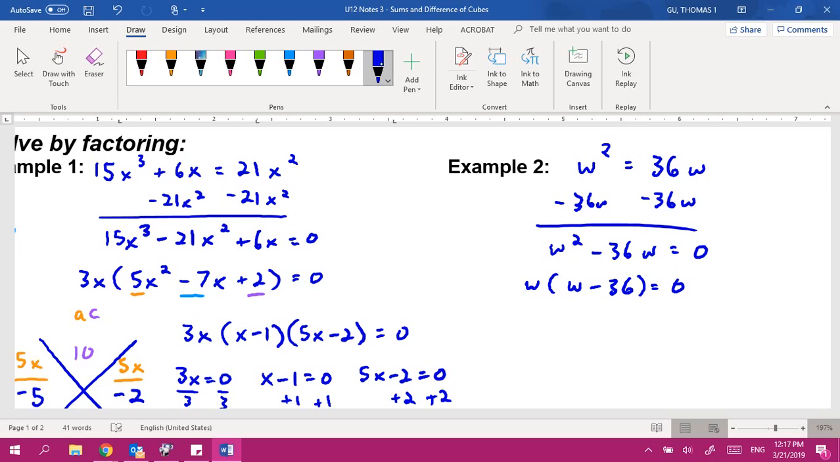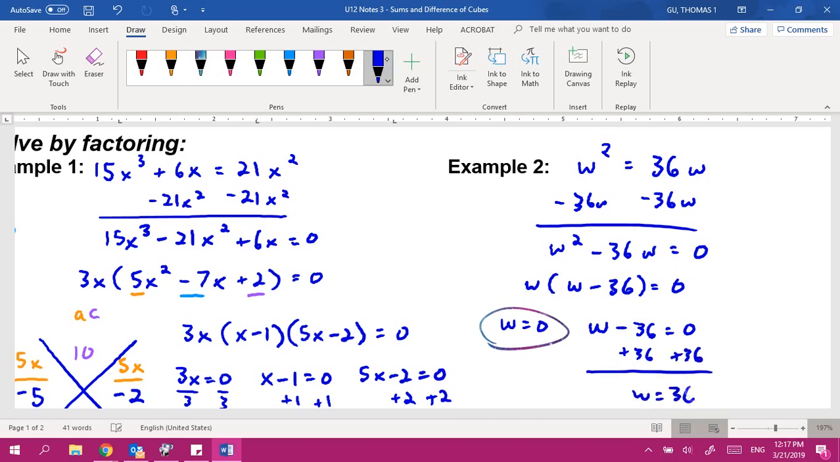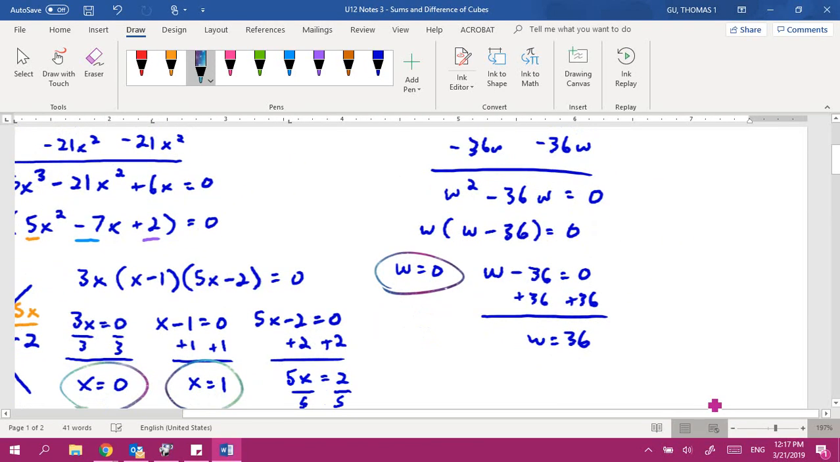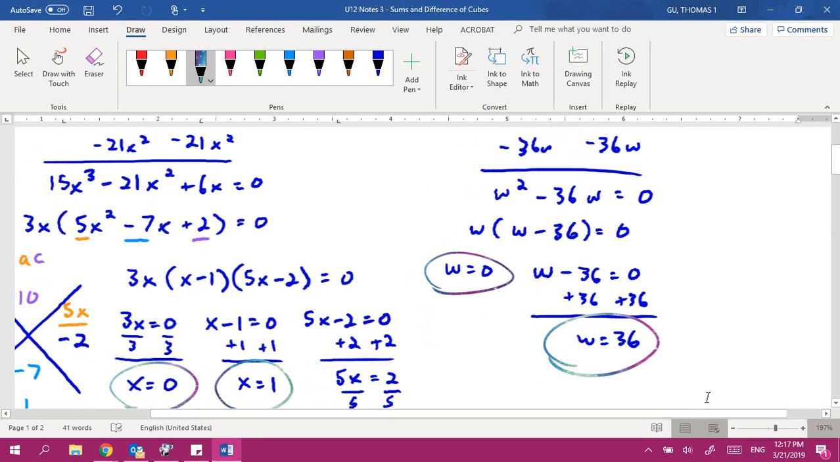So what are my two equations here? Right, and? Right, W minus 36 equals 0. So W equals 0 and W minus 36 equals 0. W equals 0 is one of my answers, so what's my other answer going to be? 36. And there you go. So don't overcomplicate things. Once you get there, if you see that you can set it equal to 0, do that.